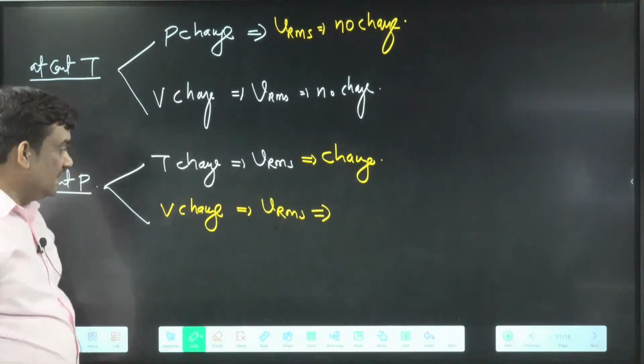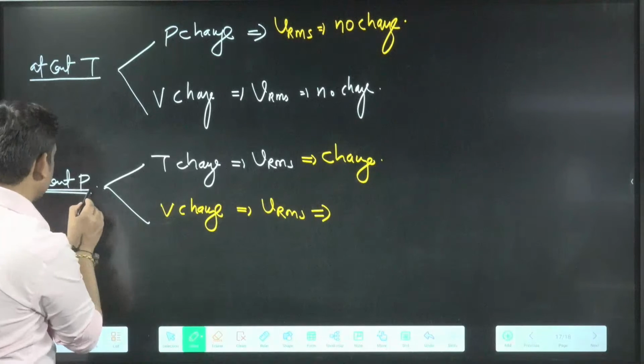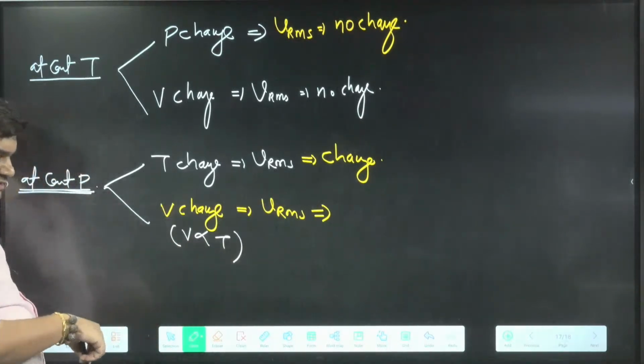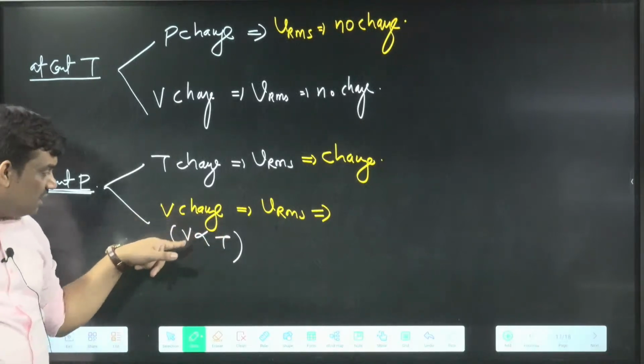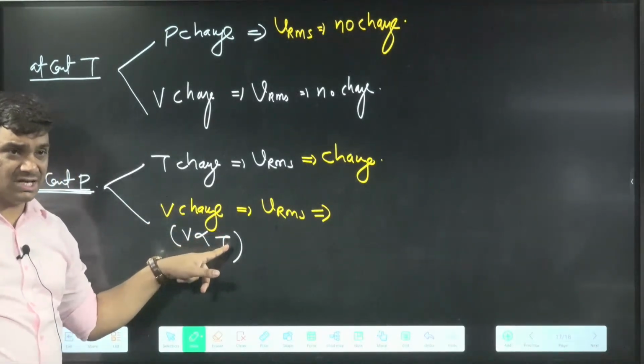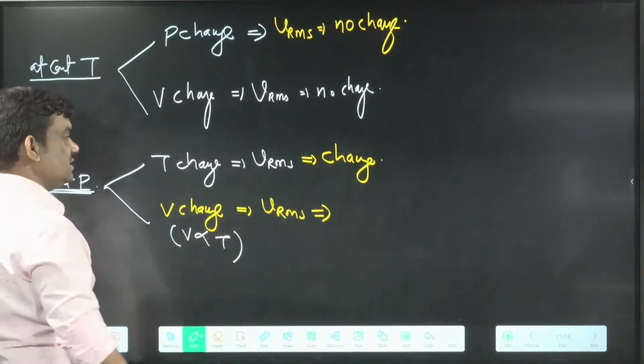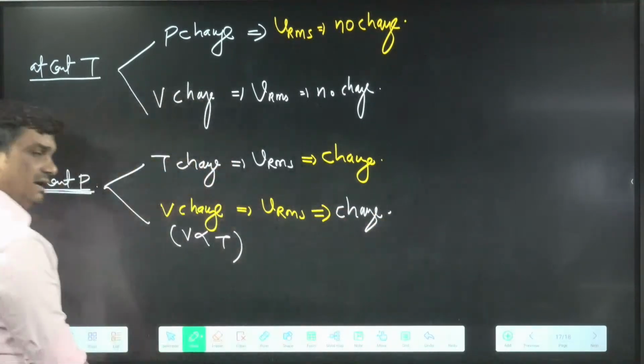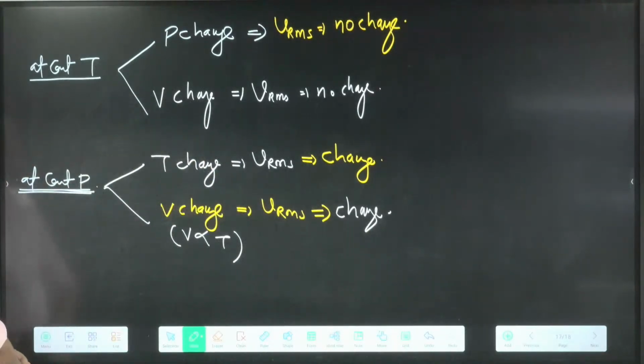At constant pressure, everyone knows, sir, V is proportional to T. See, volume is changing, so temperature automatically changes. And if temperature automatically changes, then we can see here VRMS will change. Okay, now VRMS will change.